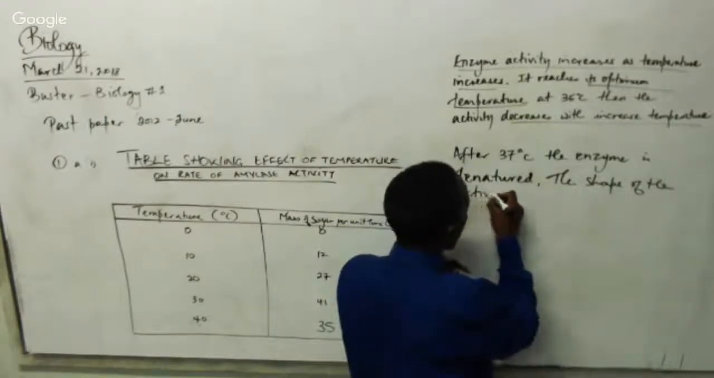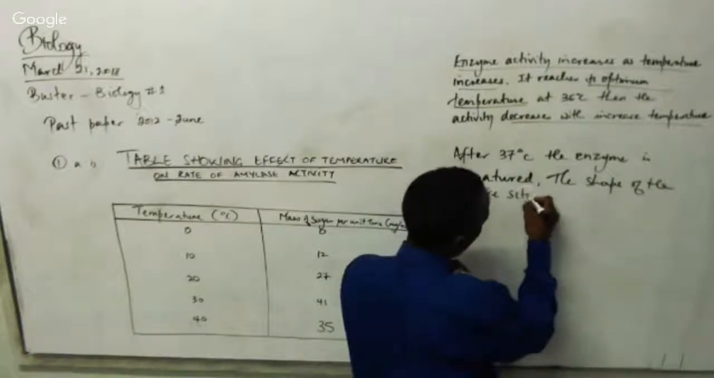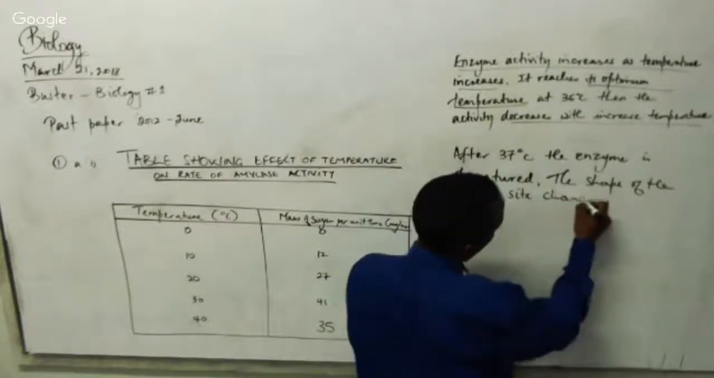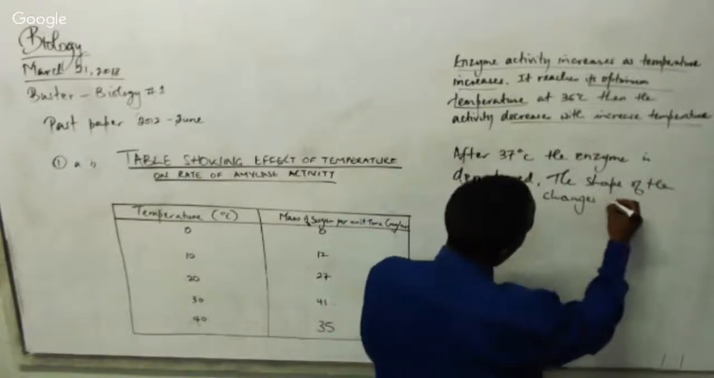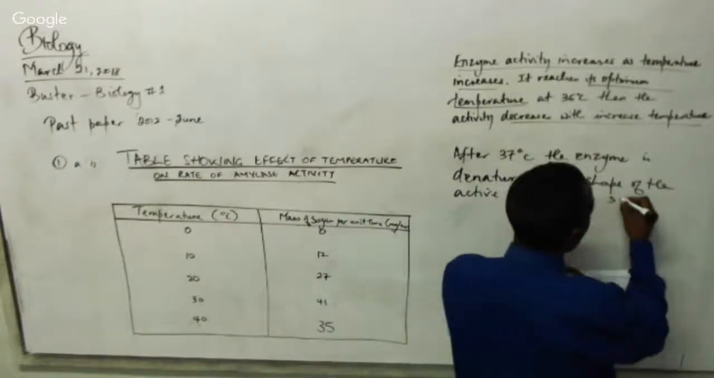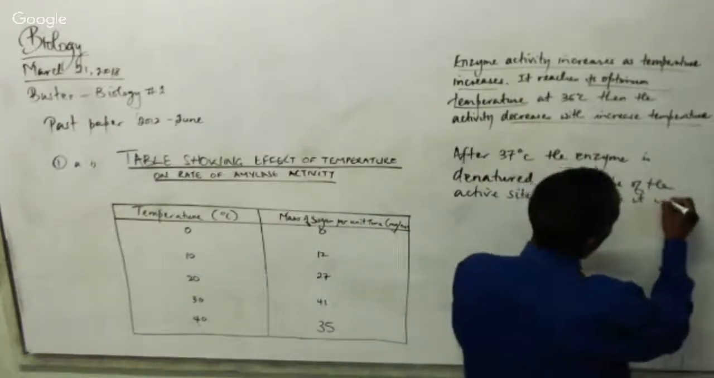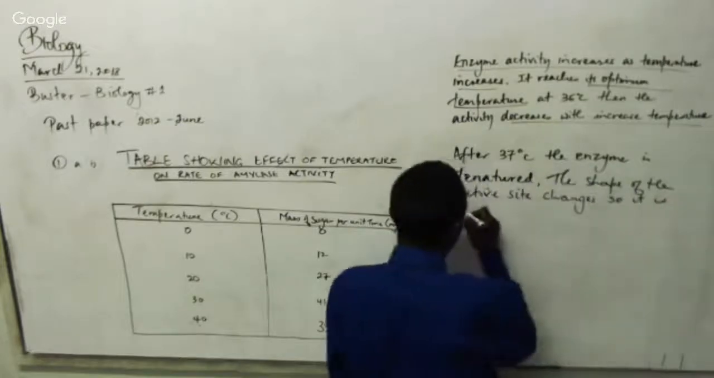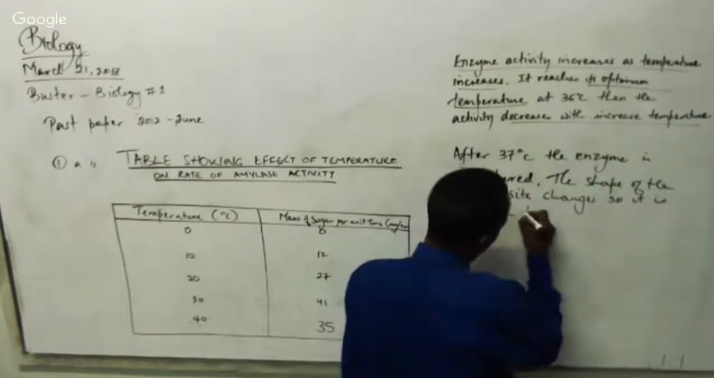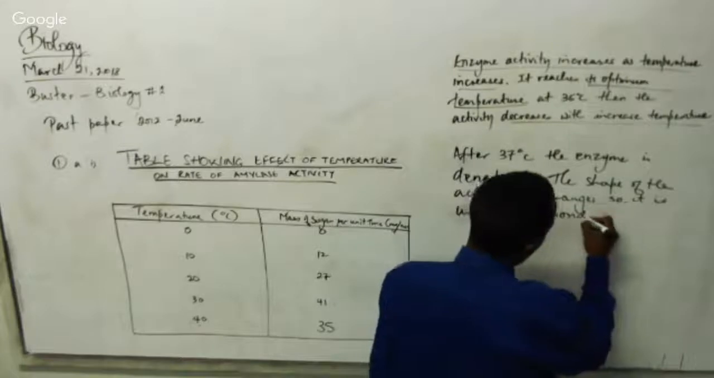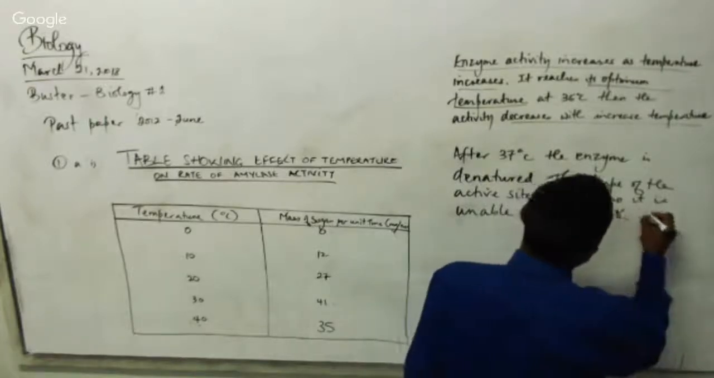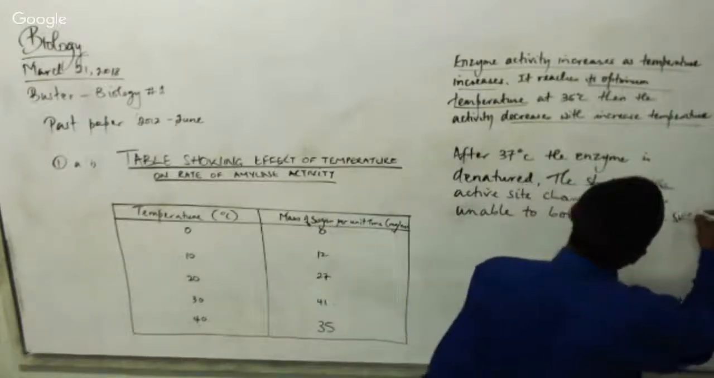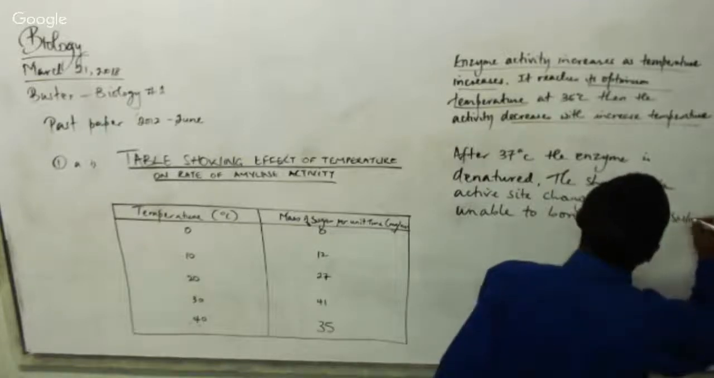The shape of the active site changes, so it is unable to bond with the substrate. Remember what the substrate is?